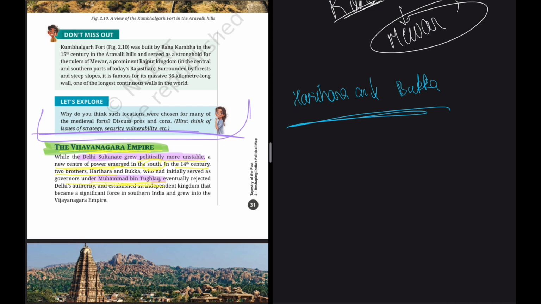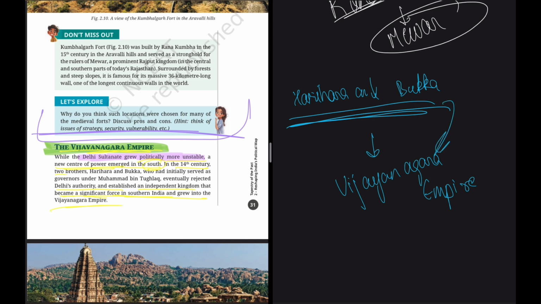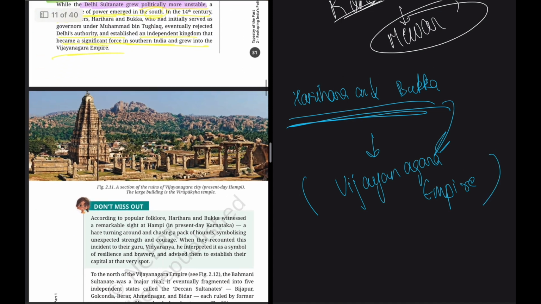So eventually these both rejected the Delhi authority and established an independent kingdom that became a significant force in southern India and grew into the Vijayanagara Empire. So basically these both worked as governors under Muhammad bin Tughlaq, but they rejected Delhi's authority and made an independent kingdom which became prominent and later became the Vijayanagara Empire.